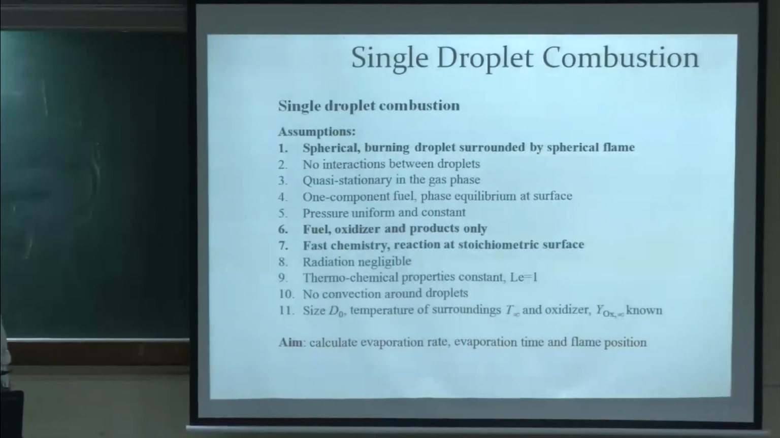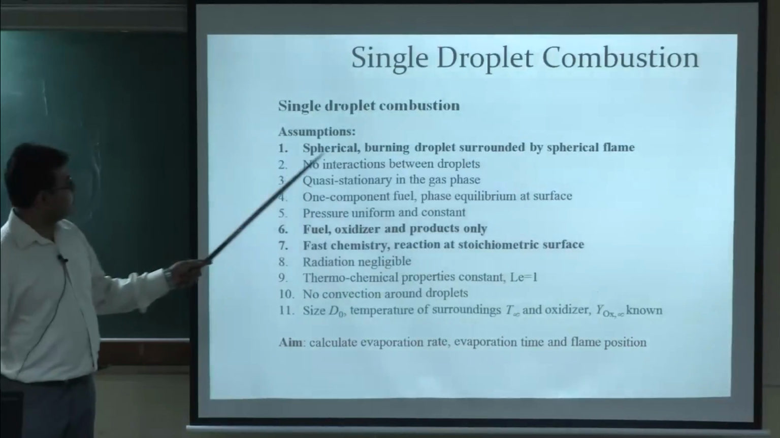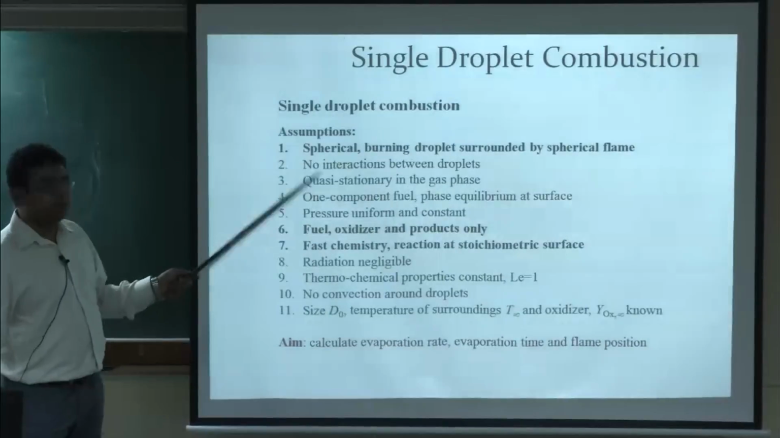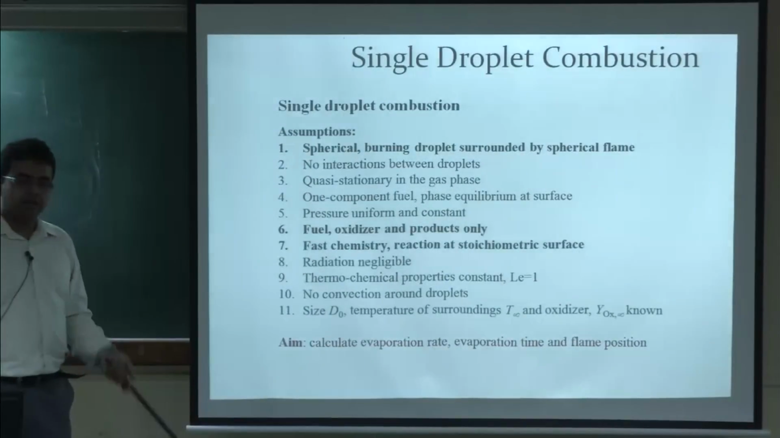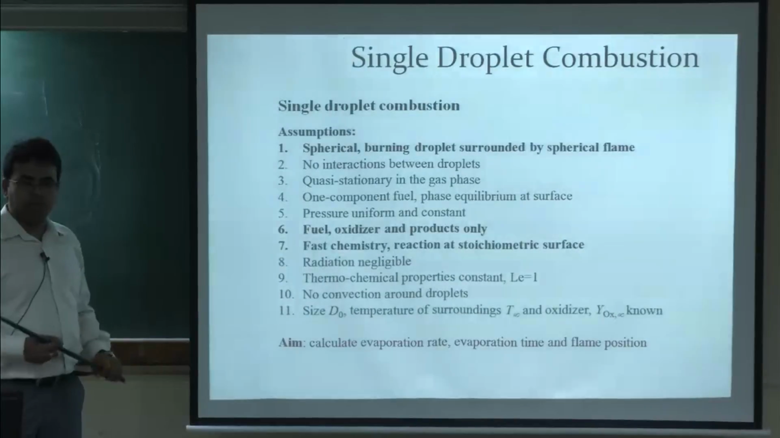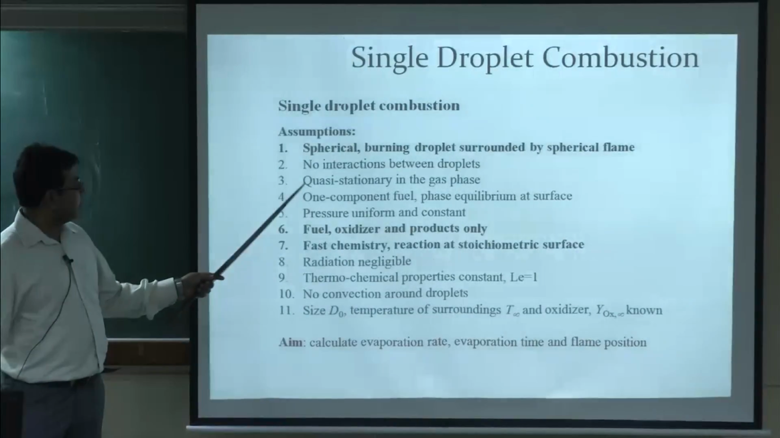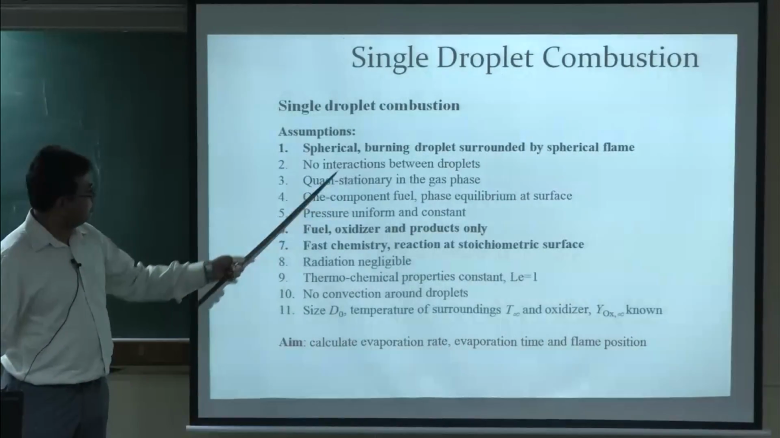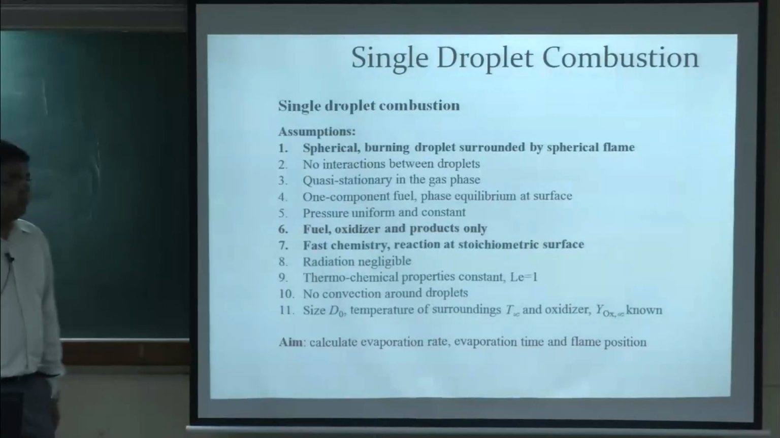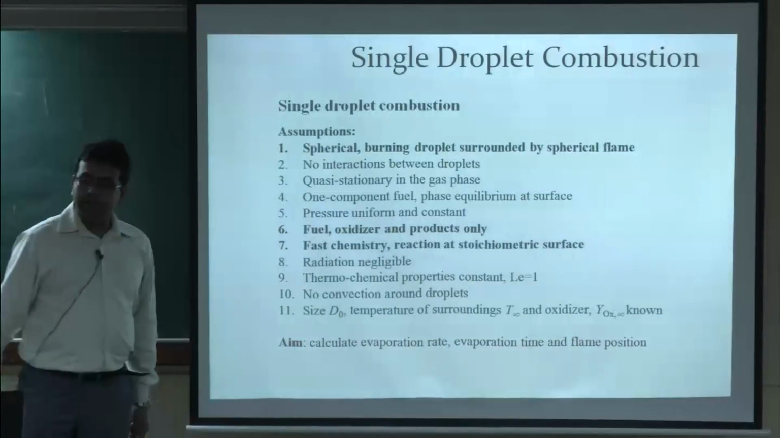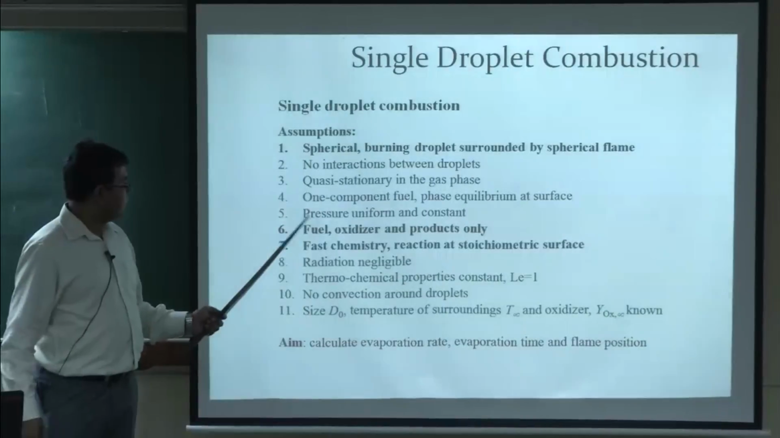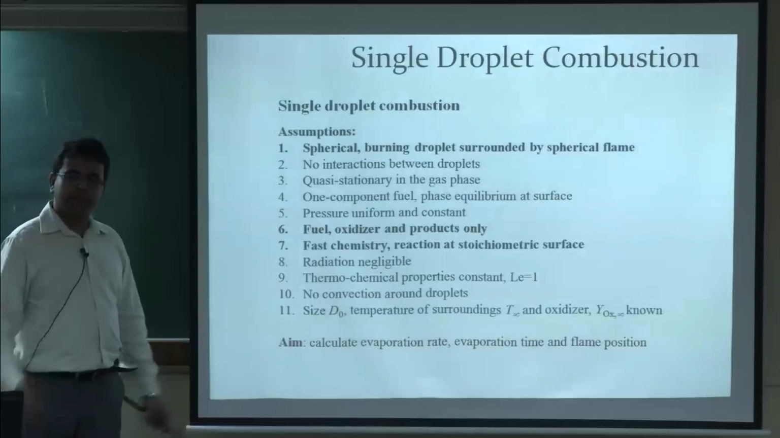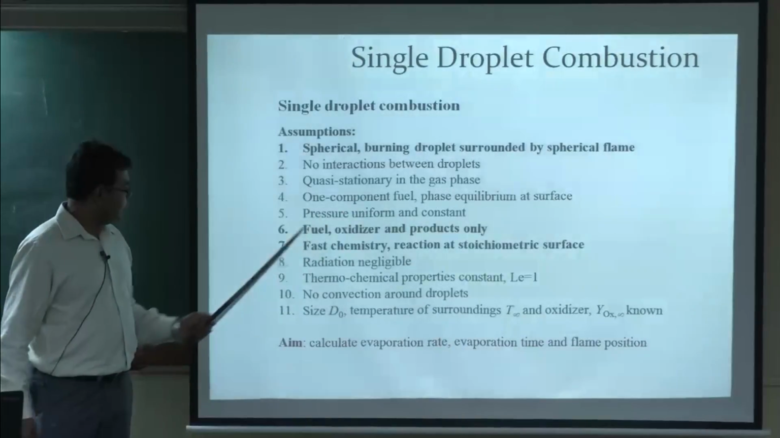So, there are some assumptions. We are considering the spherical burning of a droplet in a spherical flame, with no interactions between droplets. So, this is basically a single droplet combustion. There is no multiple droplet in our system, and we will represent the process by a quasi-stationary process in the gas phase. So, the time derivative basically goes away, and the pressure is uniform and constant, there is no change in pressure, but in many systems you can see that there is a change in pressure. So, all these things we are not considering.